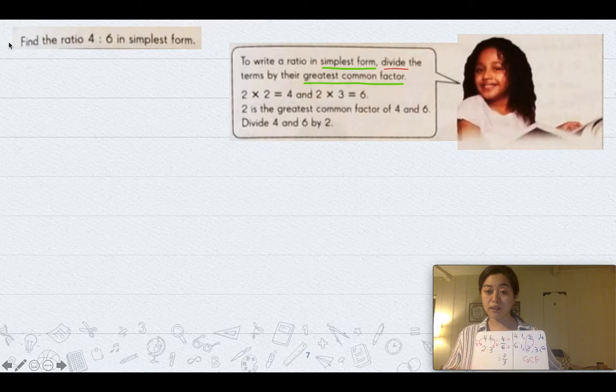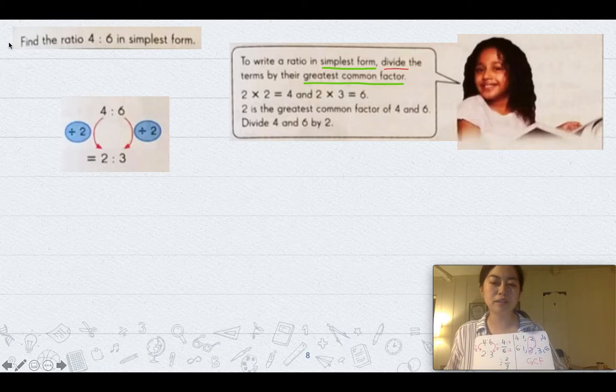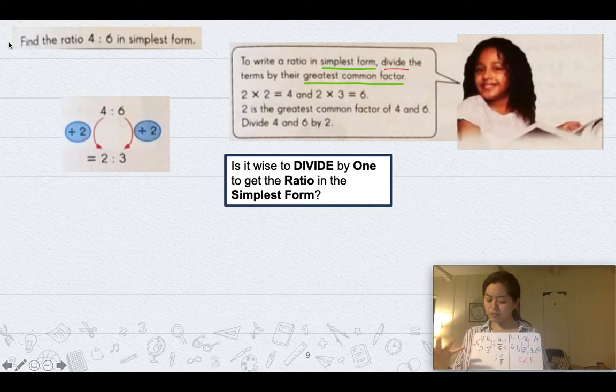So here it is. Here's my ratio in simplest form, okay? And that's what they did there. In the picture, it almost looks like a plus, but it's actually a division sign in the blue circle, okay? Now, I have a question, okay? We saw that here, another common factor was a 1. Is it wise to divide by 1 to get the ratio in simplest form?